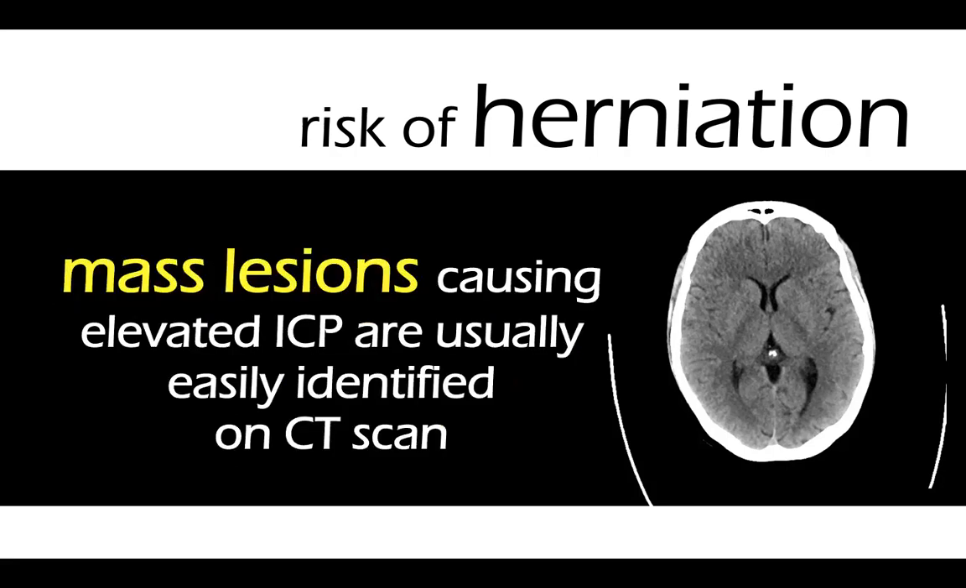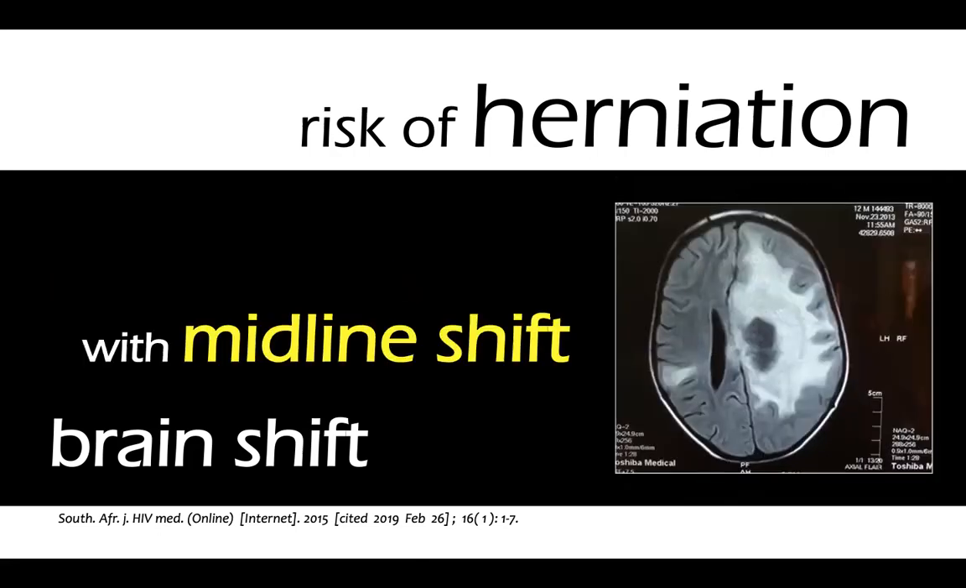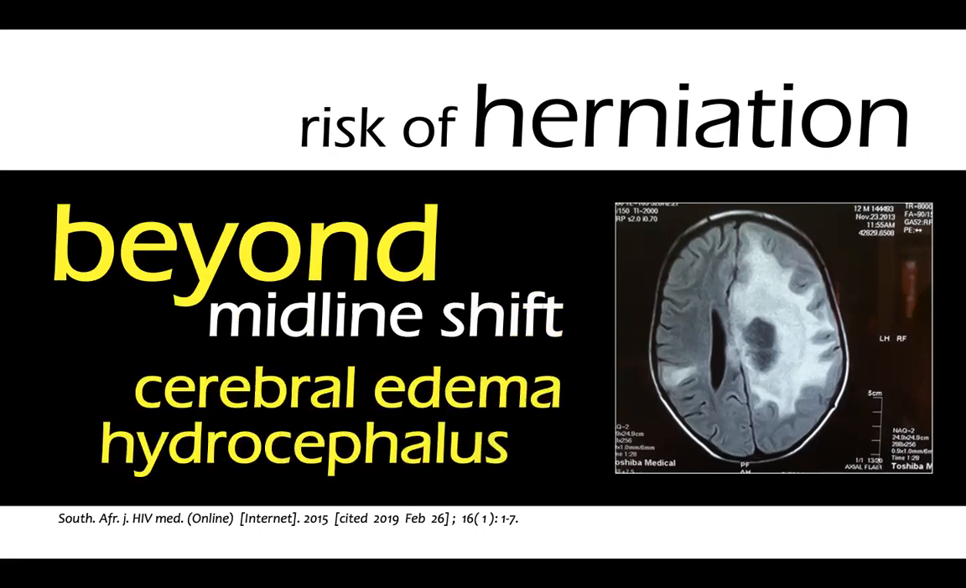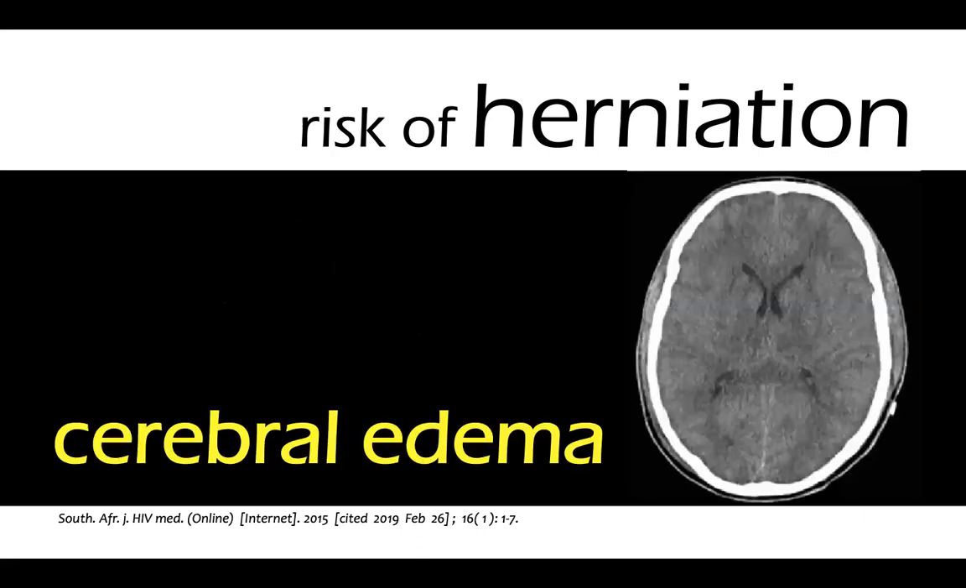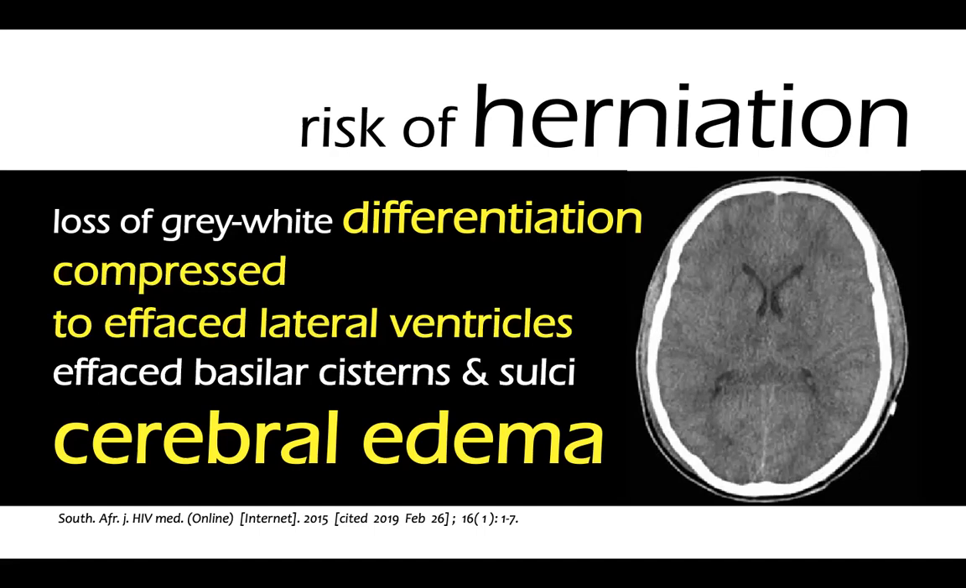And we look for mass lesion. That is a space occupying lesion, but this is not a contraindication because the midline is straight. It is when you have something like that that we can easily pick up a midline shift, but it is more than the midline shift. As we were saying, look for signs suggestive of cerebral edema and signs that might suggest hydrocephalus. So edema, like we say: loss of gray-white differentiation, compressed lateral ventricle, and effaced basilar cistern.